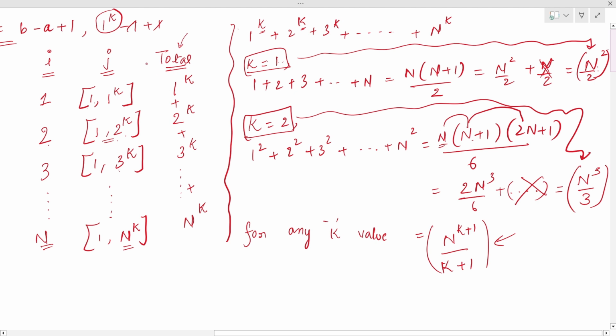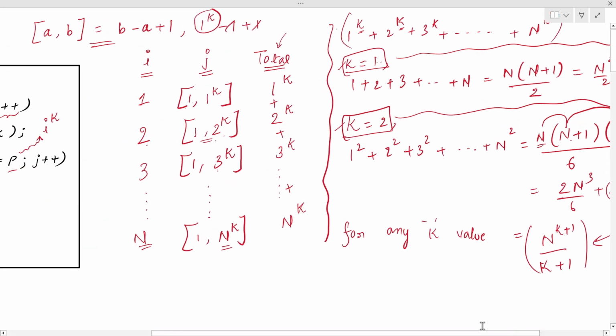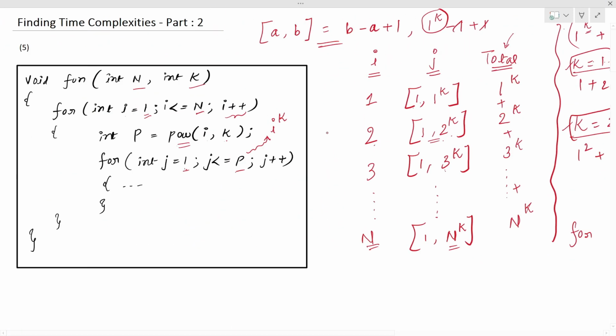That's it. From all these summations, by taking two different k values, we have found out the actual thing for this entire equation. So this is your time complexity. That's it. We got it, right? So your time complexity is what? Big O of n power k plus 1 divided by k plus 1.